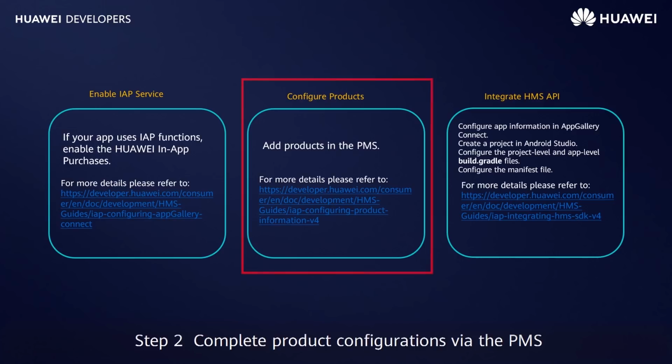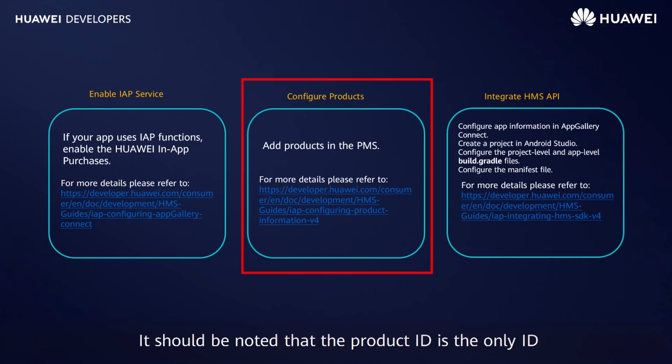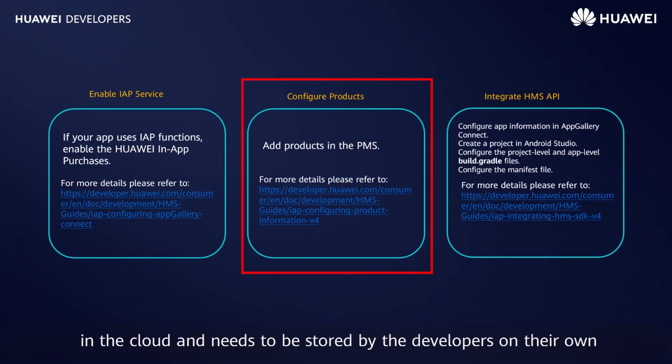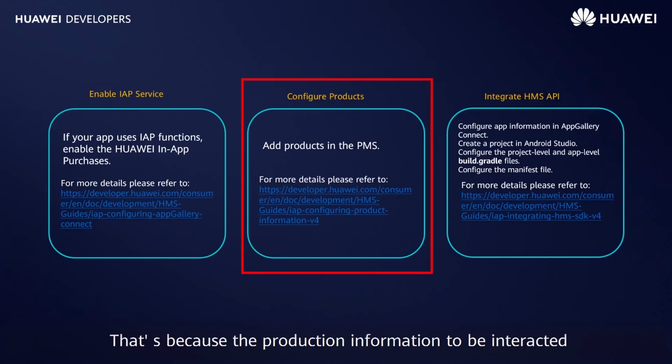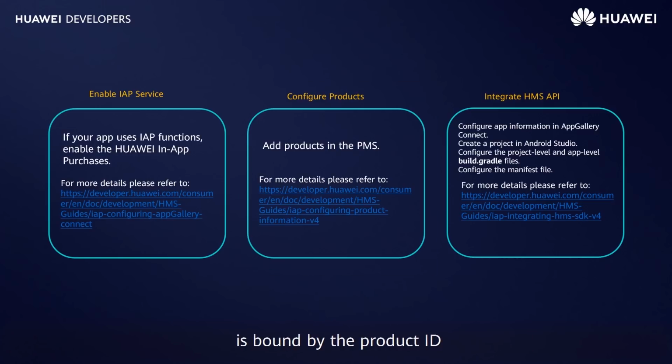Step 2. Complete product configurations via the PMS. As previously mentioned, developers will only have to access the PMS one time to realize global automatic pricing. Configurations include product name, product price, product type, and a product ID. It should be noted that the product ID is the only ID in the cloud and needs to be stored by developers on their own. That's because the product information to be interacted between the app and IAP server during subsequent payment function development is bound by the product ID.